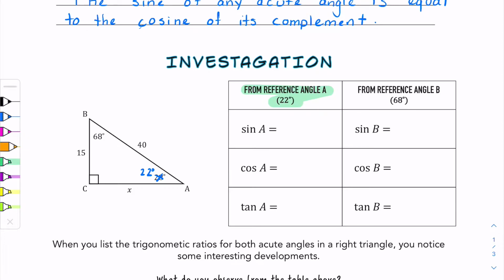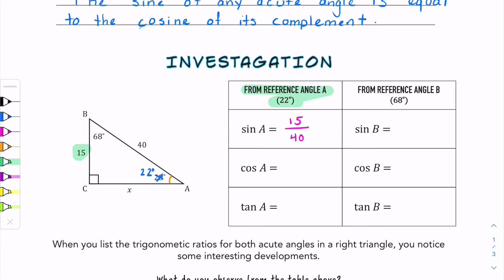Okay, so focusing on angle A, which is 22 degrees, if anyone missed why I changed that, 22 plus 68 plus 90 is 180, so that was just a typo. Okay, so if we're looking at the sine value of A, the sine value is 15 over 40, opposite over hypotenuse. So sine would be 15 over 40.